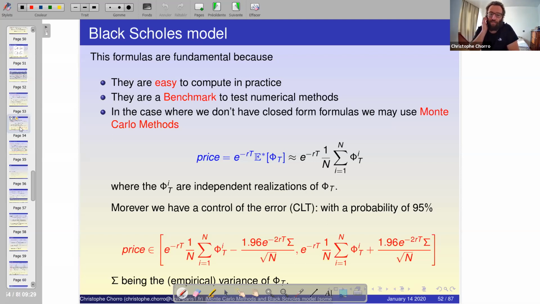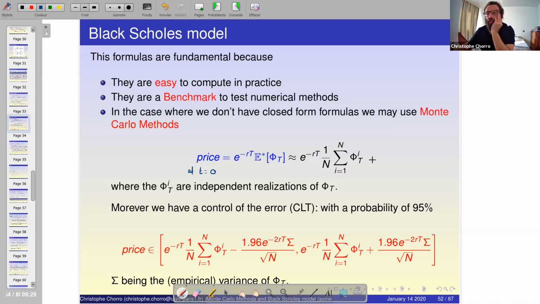But I can also say that if I don't have a closed form expression, meaning if I have a contingent claim that is no more a put or a call, what can I do? Here I have written just the price, that is not a conditional expectation. It is the price at time t equal to 0. That's why my conditional expectation becomes an expectation. I have this expression to approximate when I am not able to compute it explicitly.